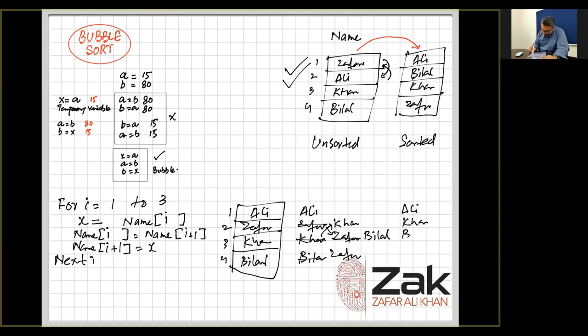You need to understand two things over here. Number 1, that loop was not until 4, for the reason that we have been using I plus 1 over here. If I go up till 4, that means I plus 1 will become 5 at the end of the loop. And there is no 5th element.